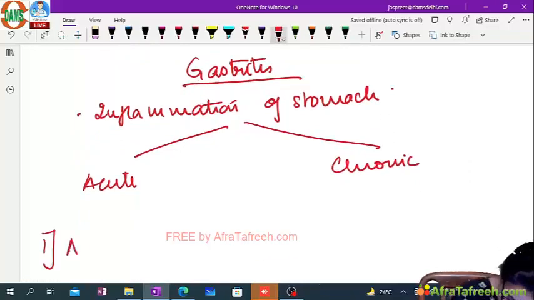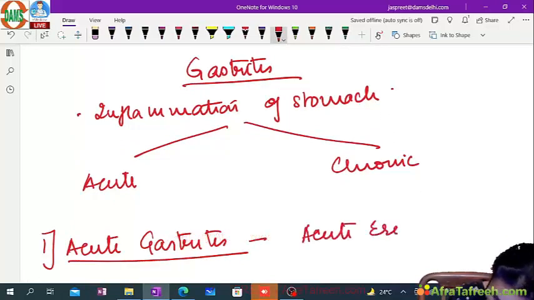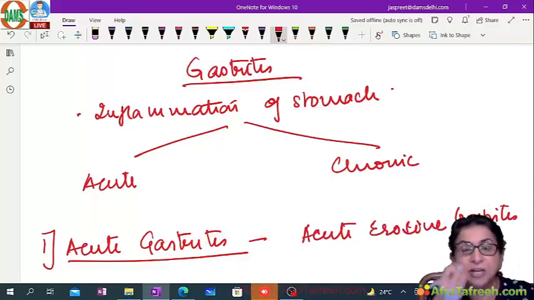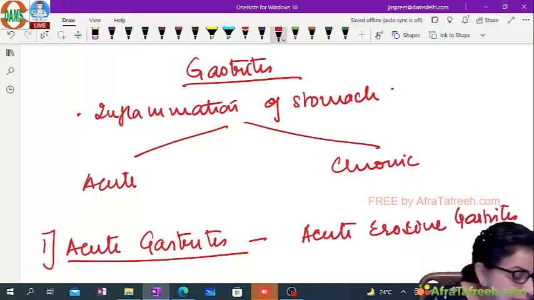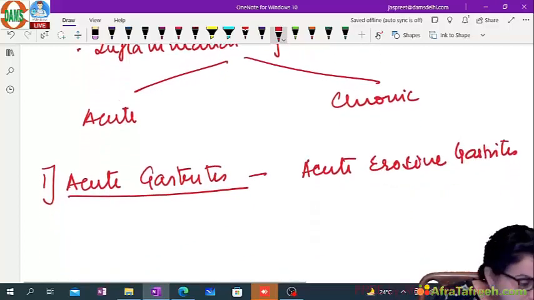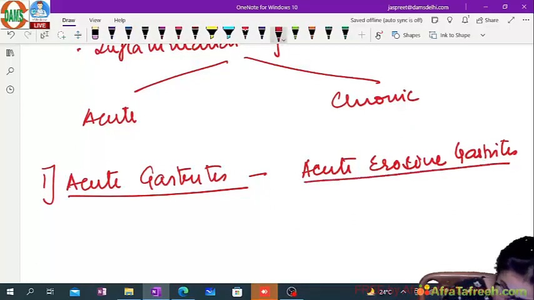Okay, first acute gastritis. Acute gastritis is also called acute erosive gastritis, because in the stomach there are erosions. Erosions means the mucosa is damaged. Acute gastritis is inflammation of the stomach. It's also called acute erosive gastritis.